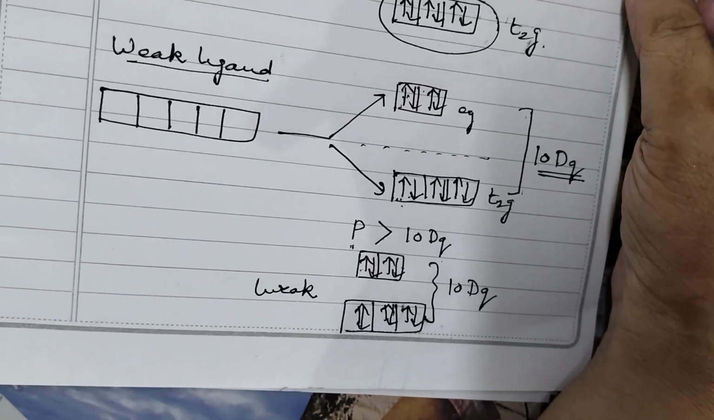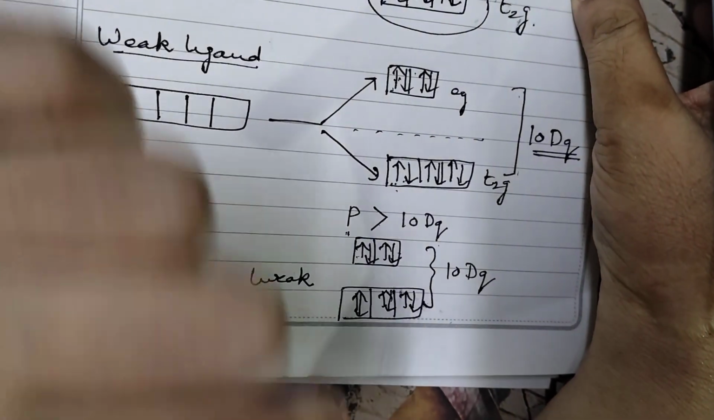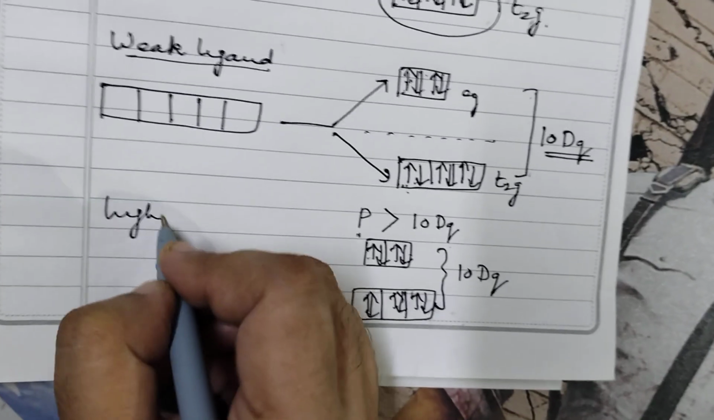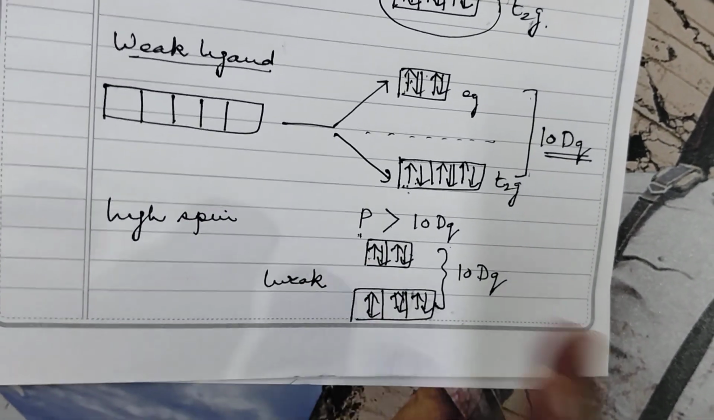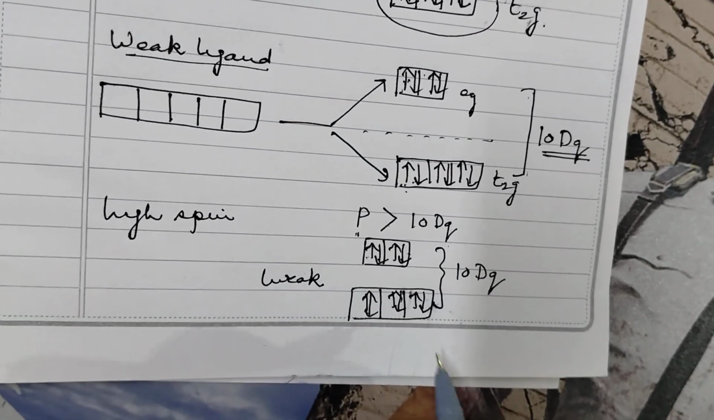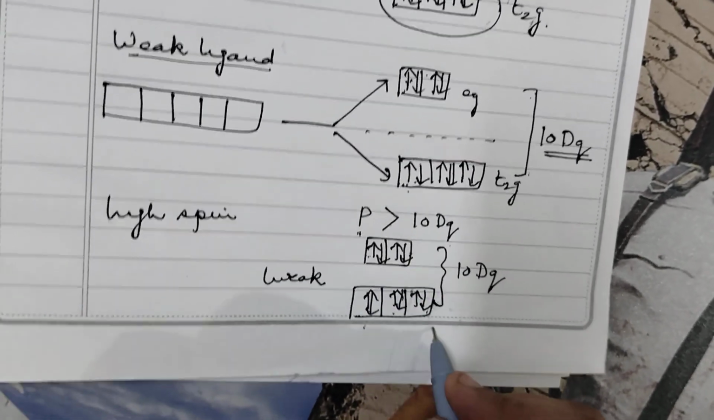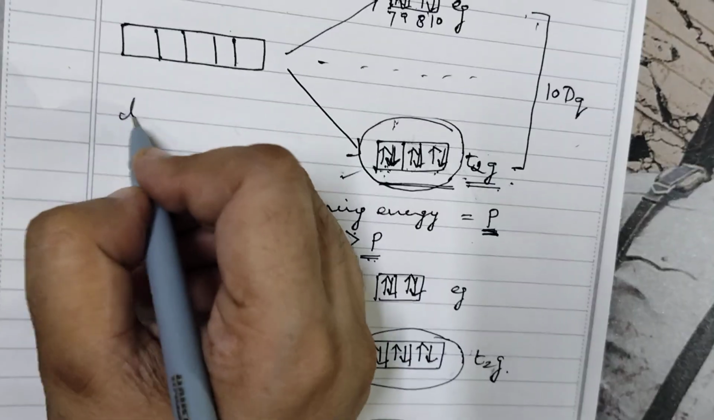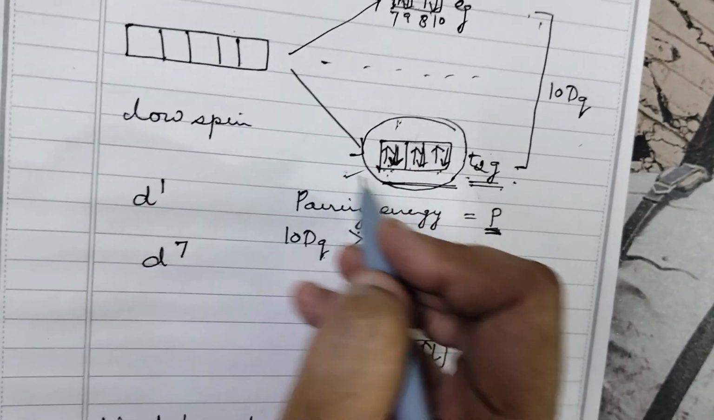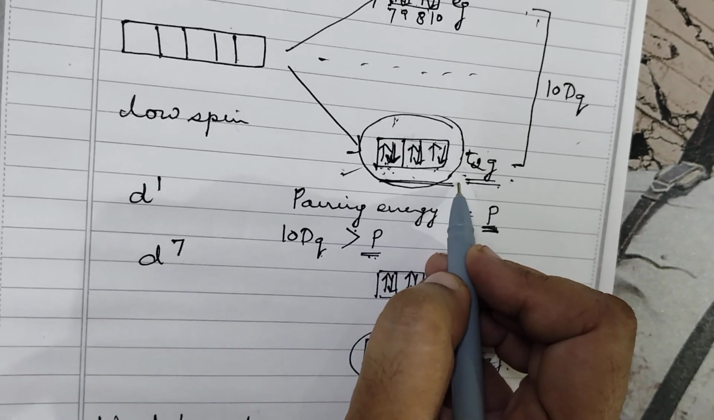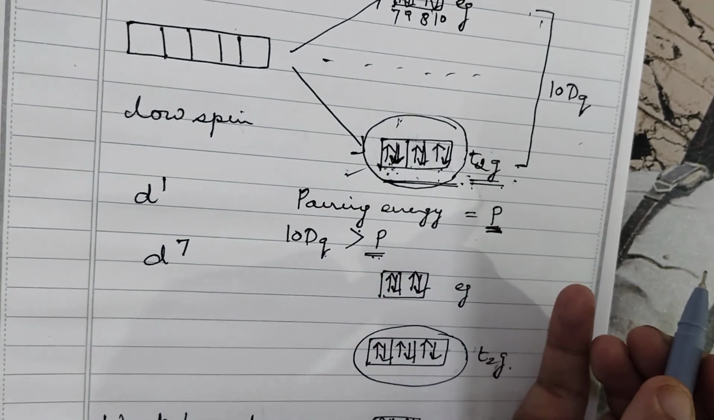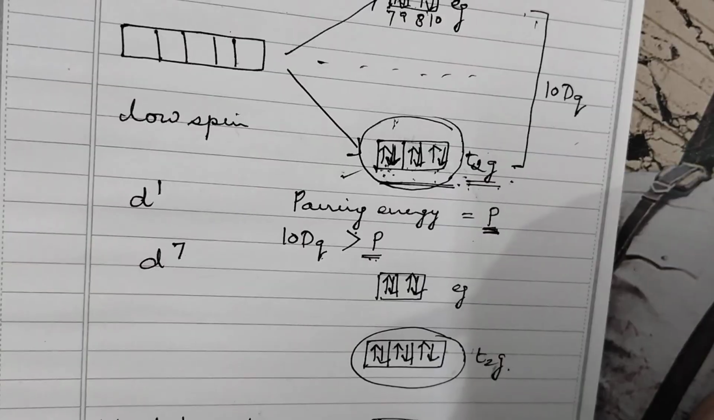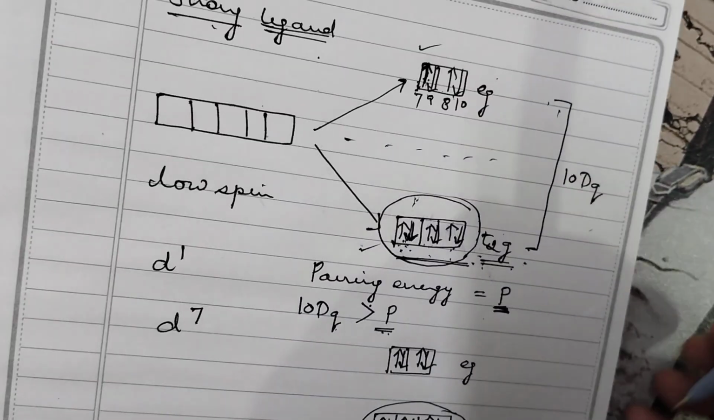So this way, weak ligands give rise to high spin complexes. Why? Because electrons try to remain unpaired as far as possible, 1, 2, 3, 4, 5, and then pairing starts. On the other hand, strong ligands cause low spin complexes. Why? Because electrons try to get paired up. So when pairing takes place, the spin will be low. So this is how crystal field splitting takes place in octahedral complexes with strong and weak ligands.